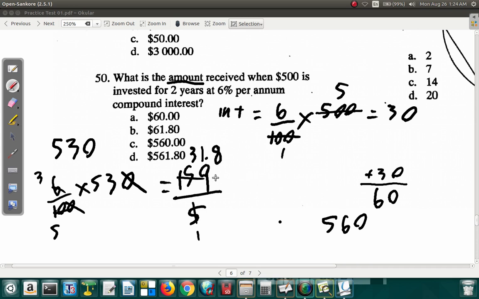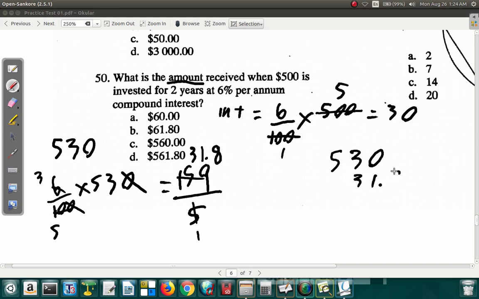So the money you have now in compound interest would be the $530, when they added the $30 to the $500 in the first year, plus the $31.80 you got in the second year. When you add those, you have $561.80. So that's why you have 561.80 in the answer D.